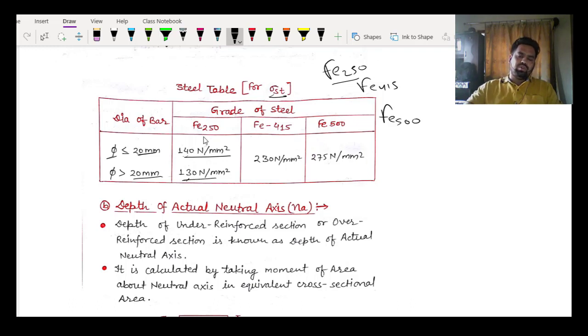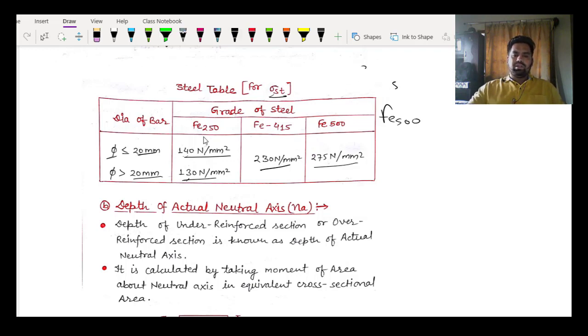So for Fe 250, you first have to check the diameter of the bar used, then you put the sigma ST value from this table. Okay, and for Fe 415 and Fe 500, the value is only single. For Fe 415 it is 230 Newton per mm square, and for Fe 500 it is 275 Newton per mm square. So for Fe 415 and Fe 500 you don't have to look for the diameter, you can directly write down the sigma ST value as 230 and 275.